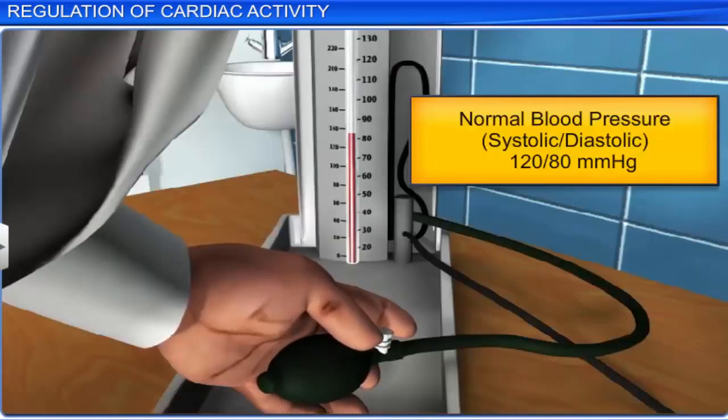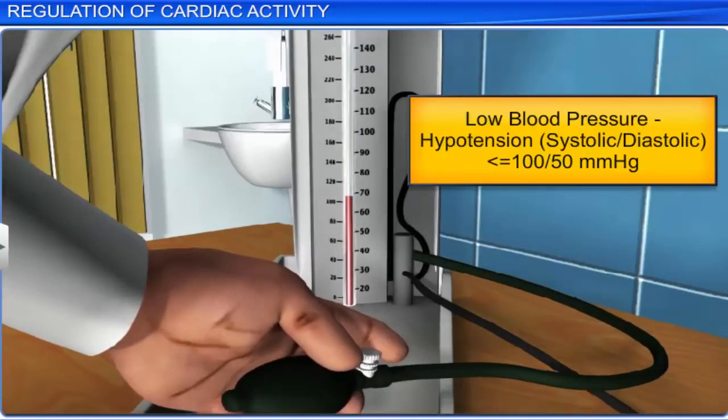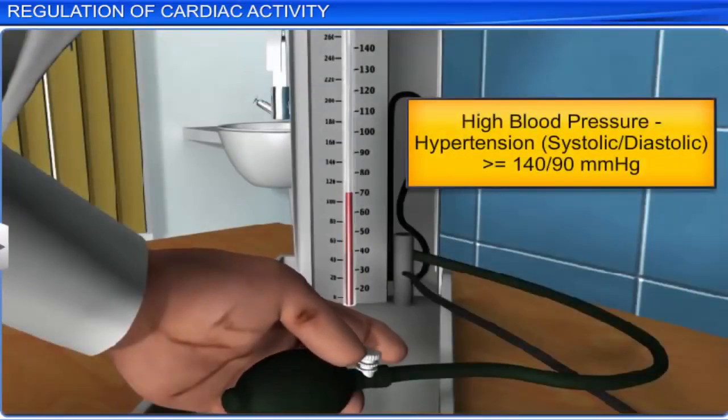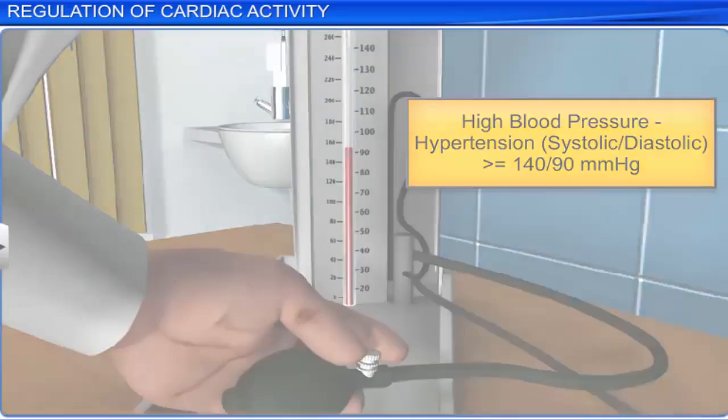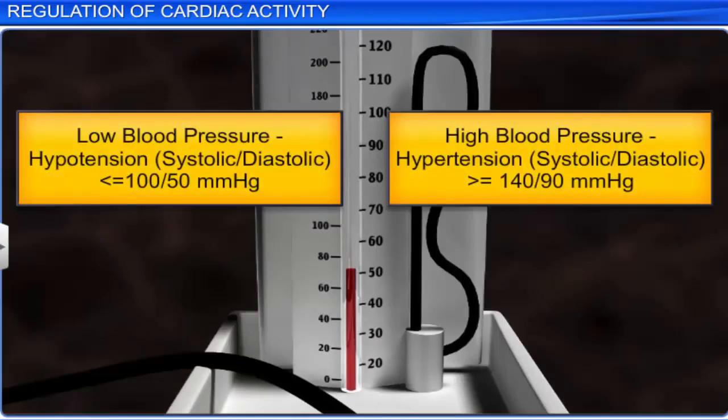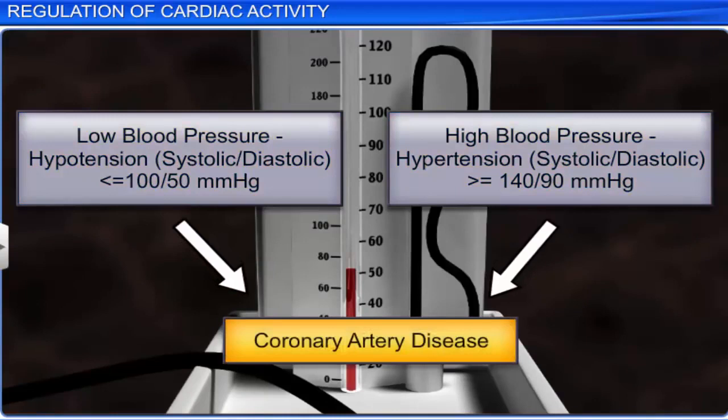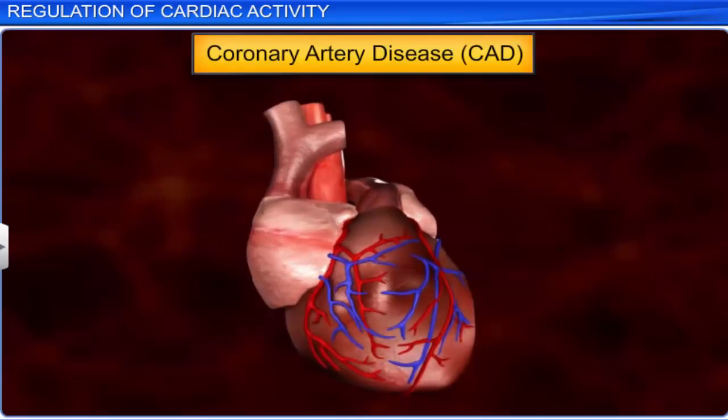A healthy individual has a systolic and diastolic pressure of 120/80 mmHg. When BP is 100/50 or less, it is called low blood pressure or hypotension. Similarly, when BP is 140/90 or more, it is called high blood pressure or hypertension. Thus, any drastic change from normal blood pressure leads to coronary artery disease. Coronary artery disease or CAD affects the coronary circulation of the heart.